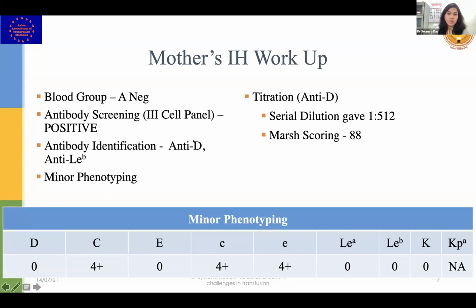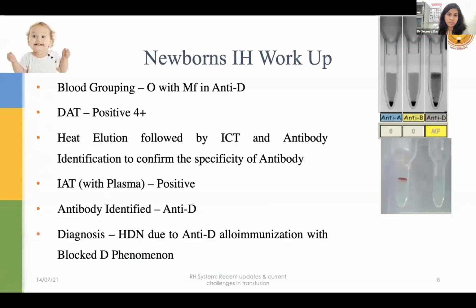So we directly focused on the anti-D, and the titer for the mother by the serial dilution method was 1:52, with a Marsh score of 88. Just to have a universal standardization of the titers, we went ahead with the Marsh scoring as well.